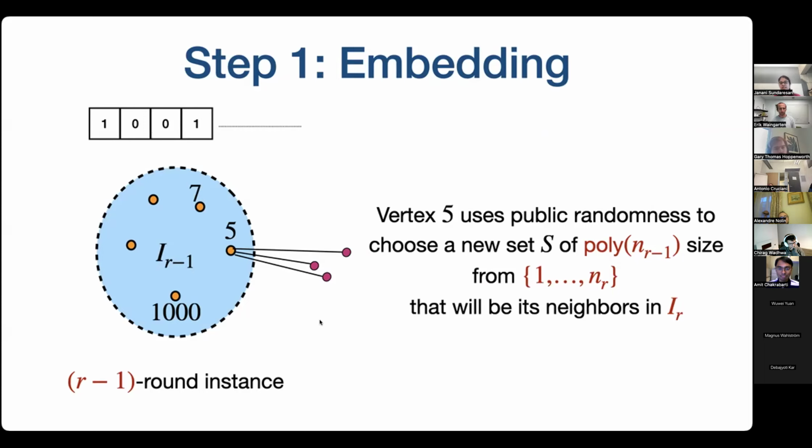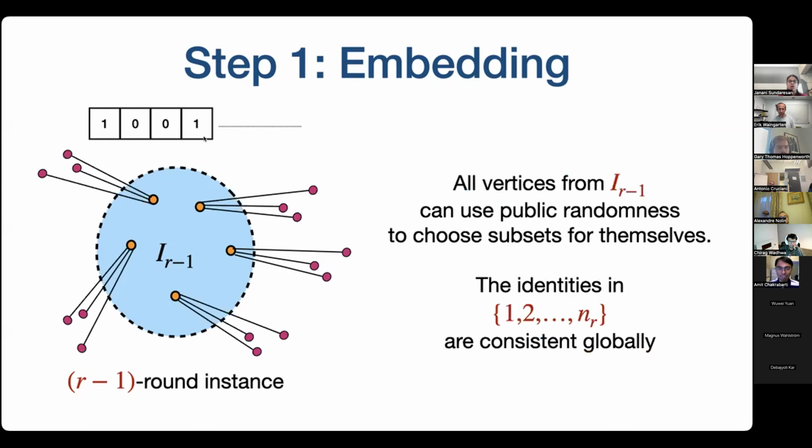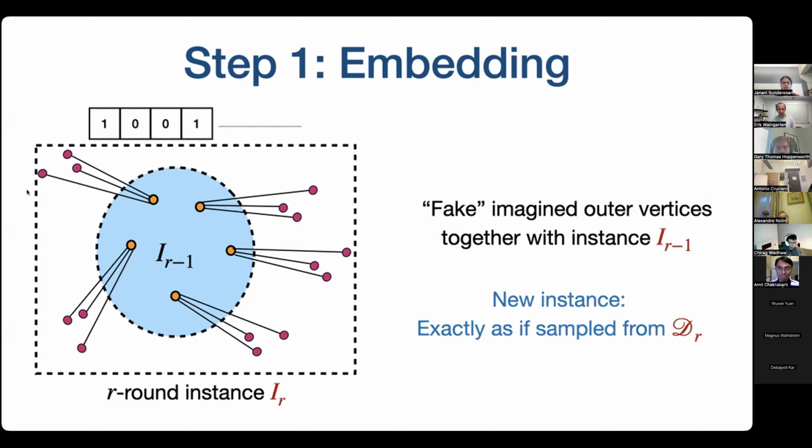So it's just the pink vertices are going to be fake from now on. They are just things which 5 says are going to be the IDs of my neighbors. And this is something that all the vertices can actually do in a consistent way because they have this global randomness. So all of these vertices are going to pick some subset and say, this is going to be my neighbors. And after this, we'll see what they can do. So yes, they've actually constructed this big R round protocol.